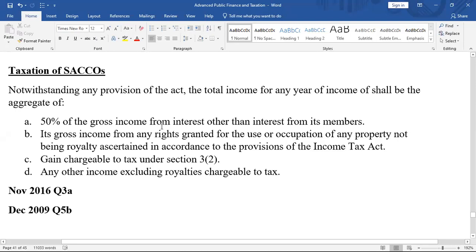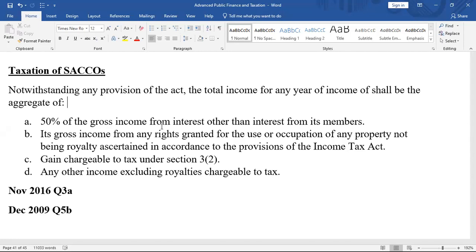And when you look at the taxation of SACCOs, let me just look for a better explanation so I can explain to you. We understand that the SACCO is just a collection of members with common objectives. Notwithstanding any provision of the act, the total income for any year of income shall be the aggregate of one, the 50% of the gross income from interest other than interest from its members. So in simple terms, no operating income of a SACCO, those are the income earned from members, is taxable. And then the operating expenses of a SACCO are disallowable expenses.